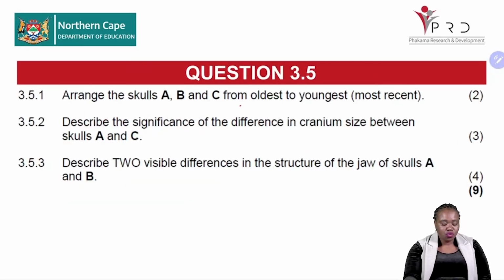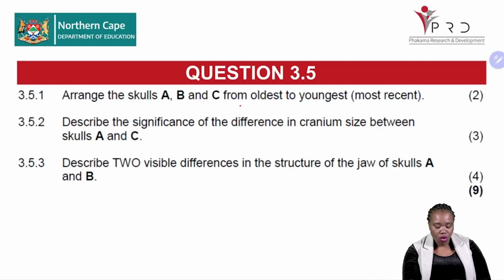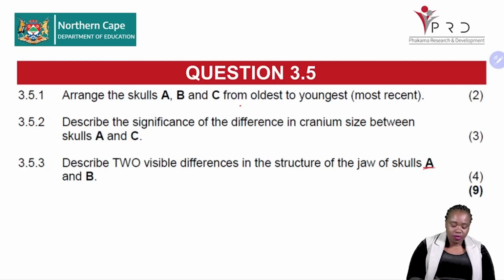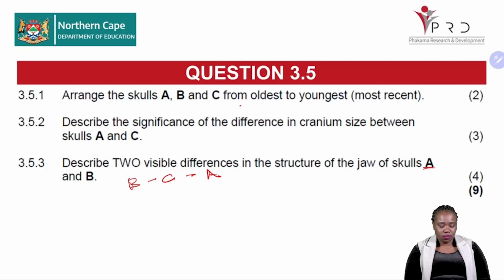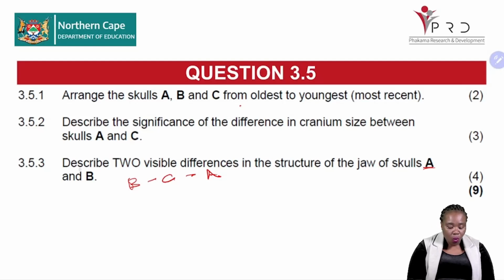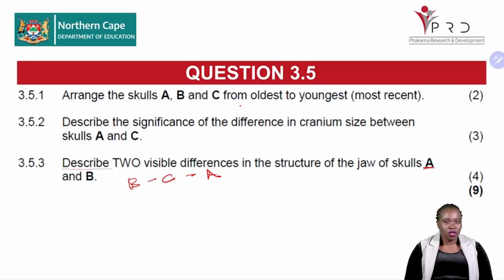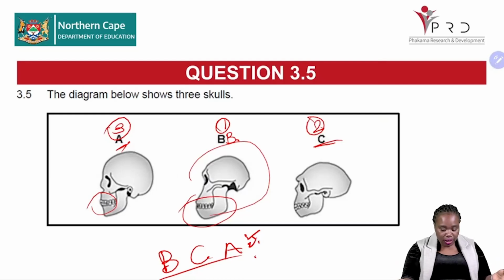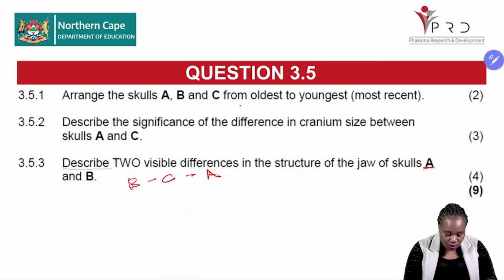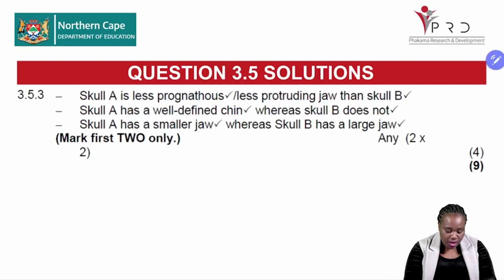3.5.3. Describe two visible differences in the structure of the jaw of skulls A and B. Now, skull A and B, it means that it's the young one and the old one. So because it's A and B, right? Now, what kind of visible differences are you seeing there? Another thing that I like here is that it did not mention that you must tabulate, meaning that you can just describe them in the form of a description and you will still get all of your marks. Now, if we look at A and C, is it A and C or is it A and B, the youngest one and the oldest one?